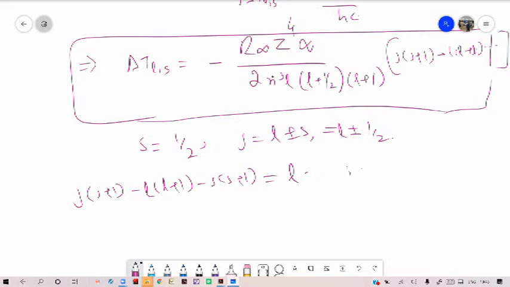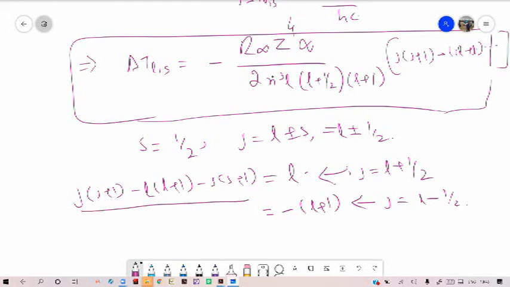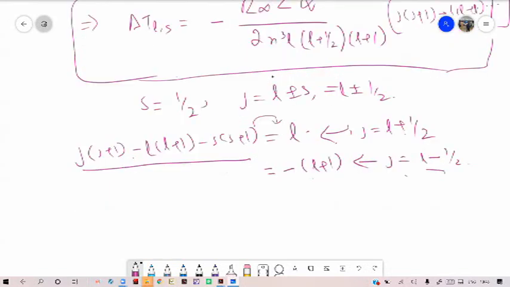So this is when we treat J equal to L plus half. When J is L minus half, it becomes minus into L plus 1. So use these values, J equal to L plus half here, and J equal to L minus half in this equation. This becomes L for L plus half, and this becomes minus L plus 1 for L minus half. Simply, this is the substitution of J.